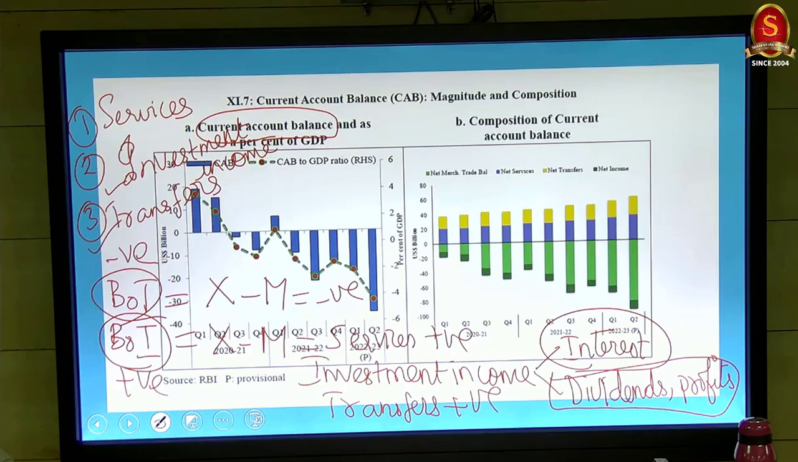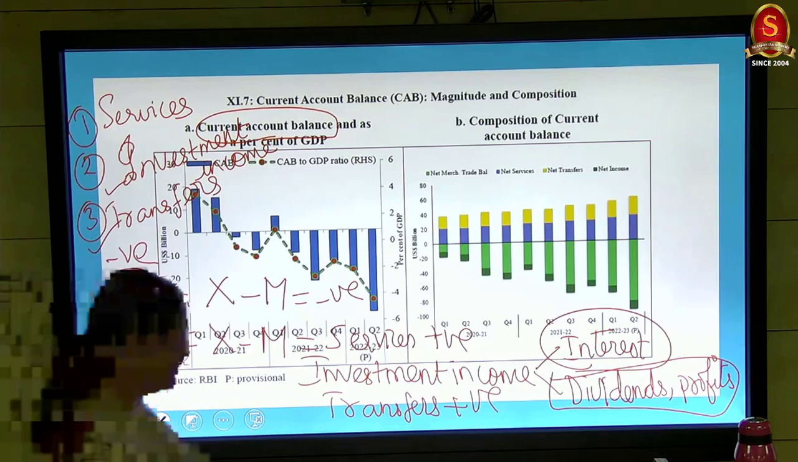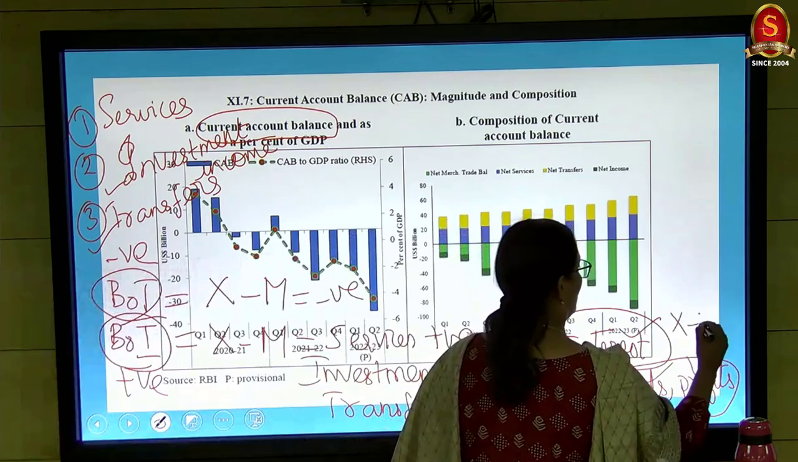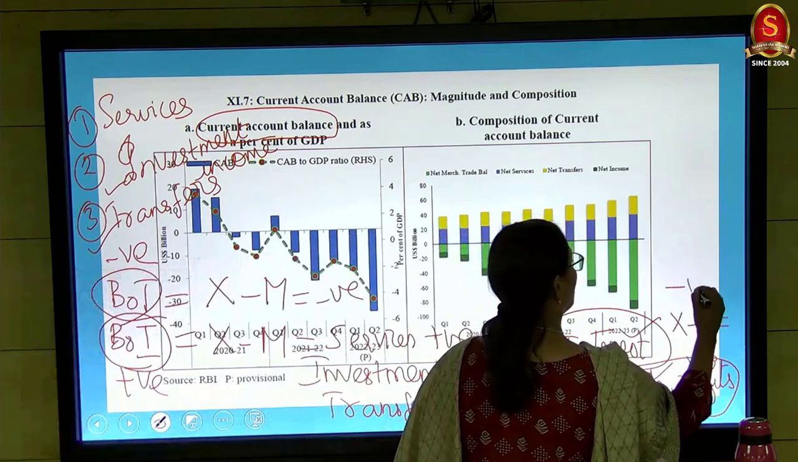Now you tell me this X minus M, will it be positive or negative? Negative. Are we doing more FDI or are we getting more FDI? We are getting more FDI. When we are getting more FDI under capital account, we have to give more dividends and profits under current account. Agreed or not? Yes. Therefore, whether it is interest, dividends, or profit, our X minus M will be negative only.